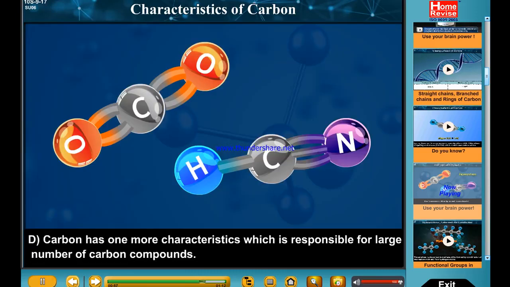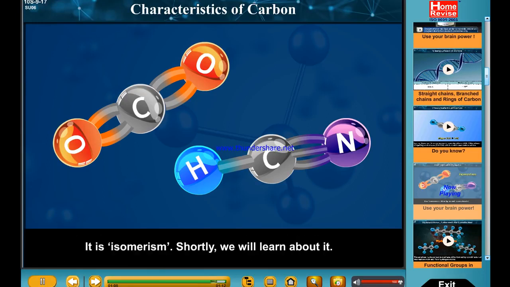D. Carbon has one more characteristic which is responsible for the large number of carbon compounds. It is isomerism. Shortly we will learn about it.